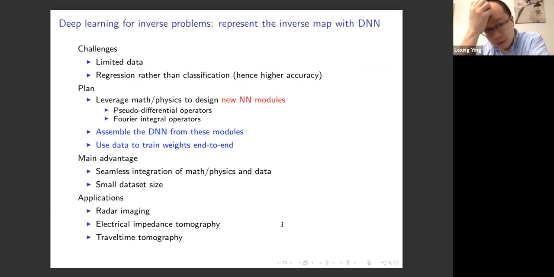Now in this talk, I'm going to talk a little bit about my recent work on trying to use deep learning to solve inverse problems. More precisely, what I mean by that is I'm trying to use a deep neural network to represent the inverse maps for the inverse problems. So obviously there are several challenges here. The first thing is that in inverse problems, usually the amount of data we have is quite limited compared to traditional supervised learning problems.